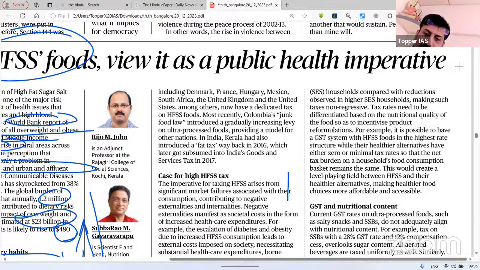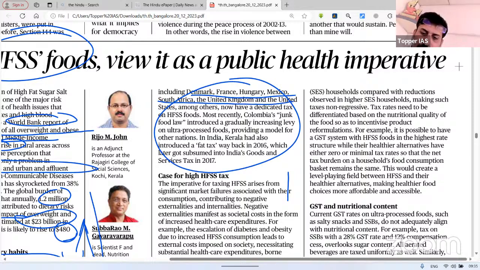And some countries are putting this tax. Denmark, France, Hungary, Mexico, South Africa, UK now have a dedicated tax on HFSS foods. Even Colombia's junk food law introduced a gradually increasing levy on ultra processed foods, providing a model for other nations. In India, Kerala also tried that fat tax, but after GST, that became subsumed in GST. One tax system came. Earlier Kerala also tried this fat tax.